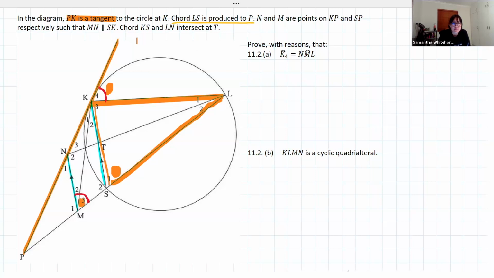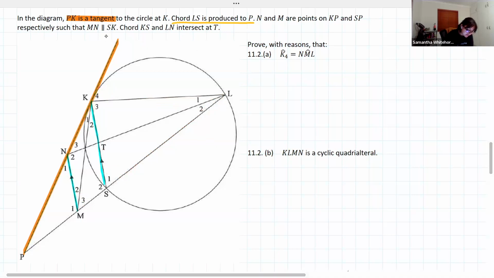Now, if both of those angles K4 and NML are equal to S1, then they both have to be equal to each other. And so that is the logic we're going to use to go and write all of that information down to show that those angles are equal. I'll put the red back in a second once we've proved it.